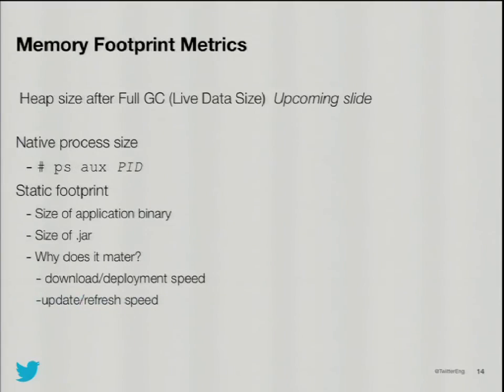Memory footprint metrics. The best memory footprint metric for Java applications is the heap size after a full GC, the live data size. Many times you don't end up seeing that, but I'll list in an upcoming slide how to find that. Native process size, this is the way I do it on my Mac and on Linux. It gives you a good idea of what the reserved memory size is, ps aux, in the PID.